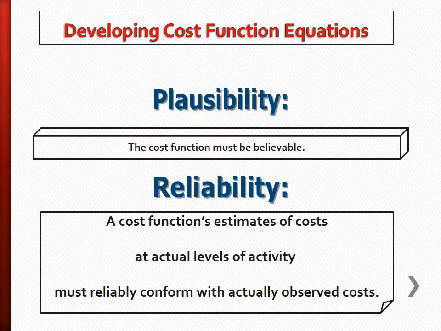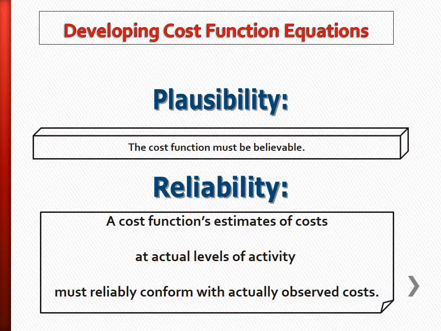Before we move on to the final session, I want to emphasize that whatever method we use for classifying costs must pay attention both to the plausibility and the reliability of the cost function derived. Plausibility has to do with believability. So think about a purchasing department, and we might do an analysis that suggests that purchasing costs are driven by the number of purchase orders processed as well as the number of suppliers that we utilize.